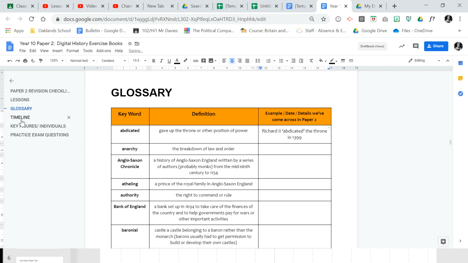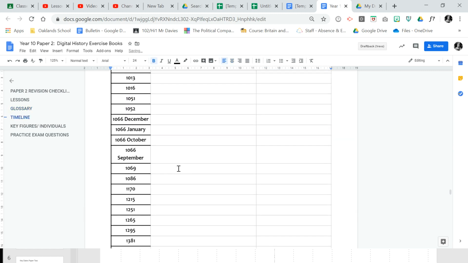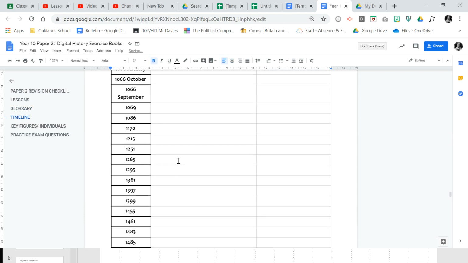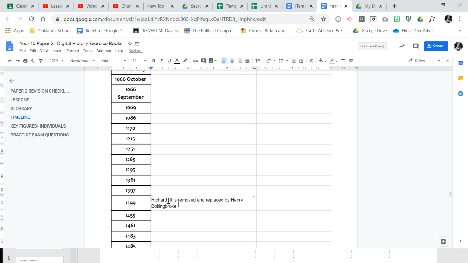Then there's the timeline activity. Again, I can remember quite a few of these because we did these in games, actually. A lot of you did. Let me pick one at random. Oh, well, I've already talked about Richard II. So 1399, Richard II is removed and replaced by Henry Bolingbroke, if you remember that, who becomes Henry IV.